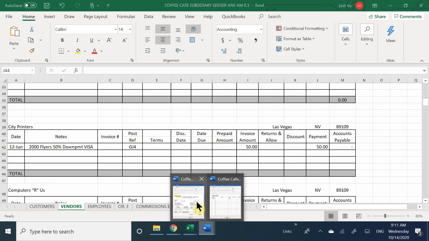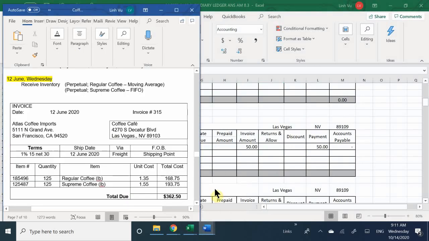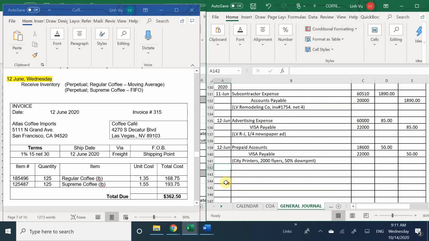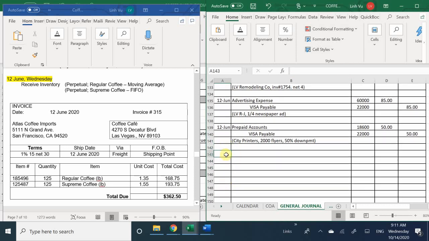So now we could go back and look at the next transaction. So here, what do we receive? What kind of items did we receive? Coffee. Okay, and regular and supreme coffee. All right, so what do these coffees stand for? What kind of asset or what kind of expense are they?